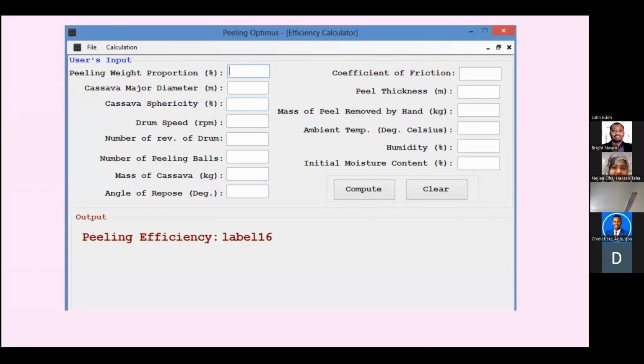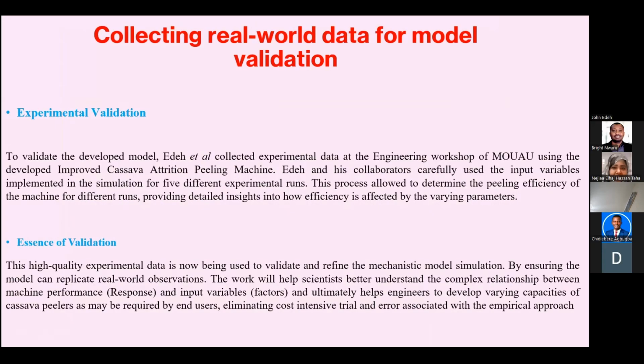The final peeling efficiency is computed at this interface. Okay, so when we finish the simulation, we'll try to validate our model by collecting real-world data. We went to the machine that is already built in Michael, so we conducted an experiment, like I've said, using the same input variables and compared it with what the model simulation gave us.